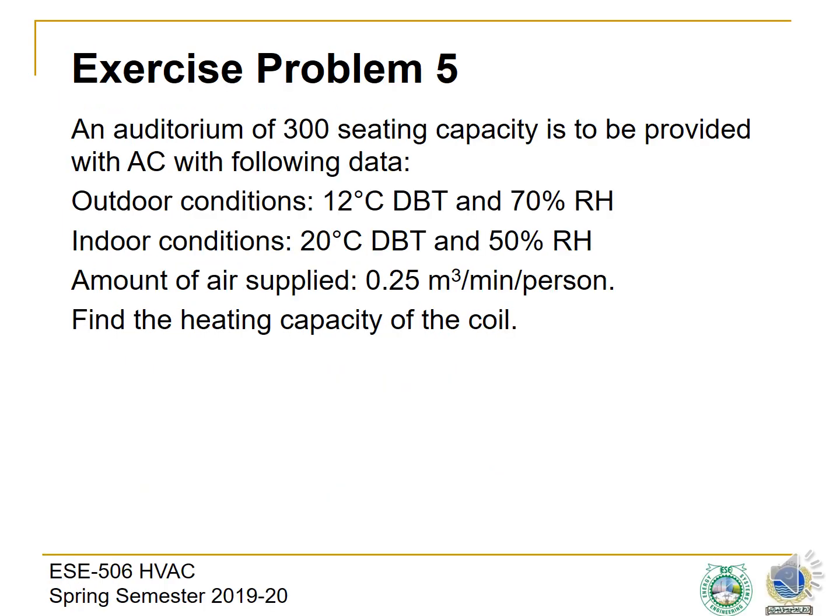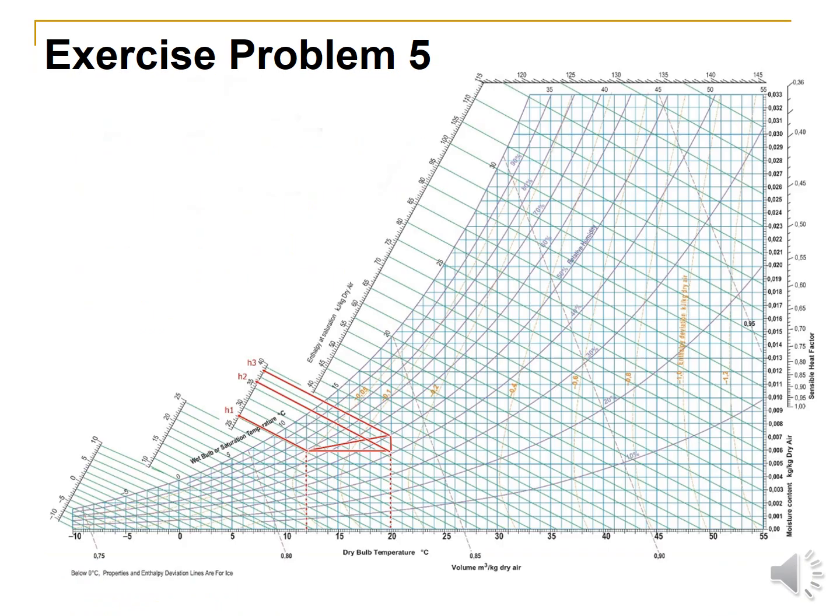Exercise problem 5. An auditorium of 300 seating capacity is to be provided with AC with the following data. Outdoor conditions: 12 degrees Celsius dry bulb temperature and 70% relative humidity. Indoor conditions: 20 degrees Celsius dry bulb temperature and 50% relative humidity. Amount of air supplied: 0.25 cubic meters per minute per person. Find the heating capacity of the coil.